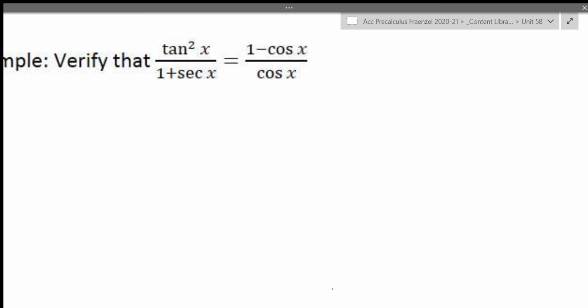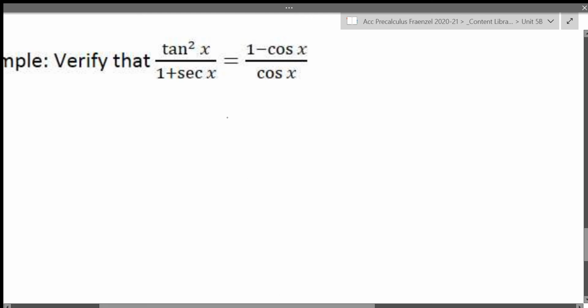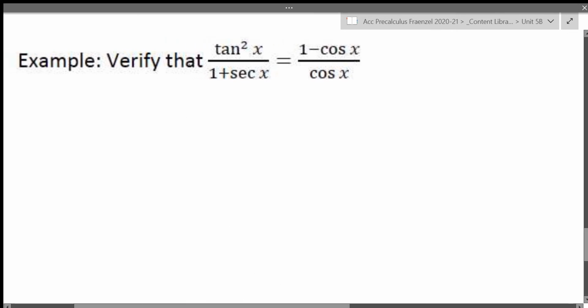So because this has secant in here and there's cosine, I feel like we need to work with these secants. I'm going to replace tan squared x with secant squared x minus 1, because tan squared x plus 1 is secant squared x, so I can do that, over 1 plus secant x. And that equals this side, which I haven't changed yet. I like the equal signs lined up.